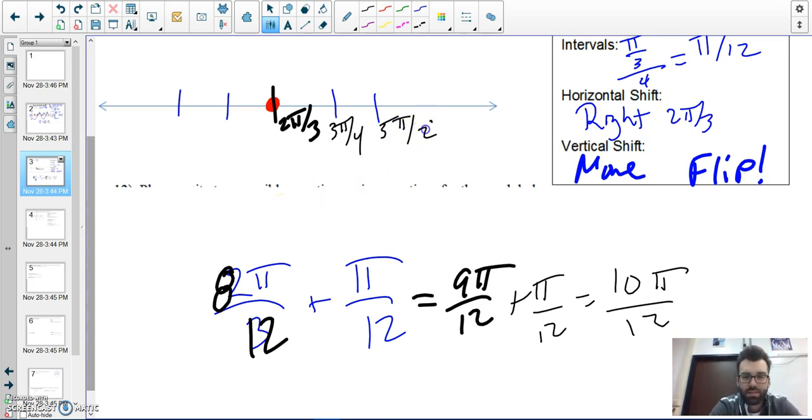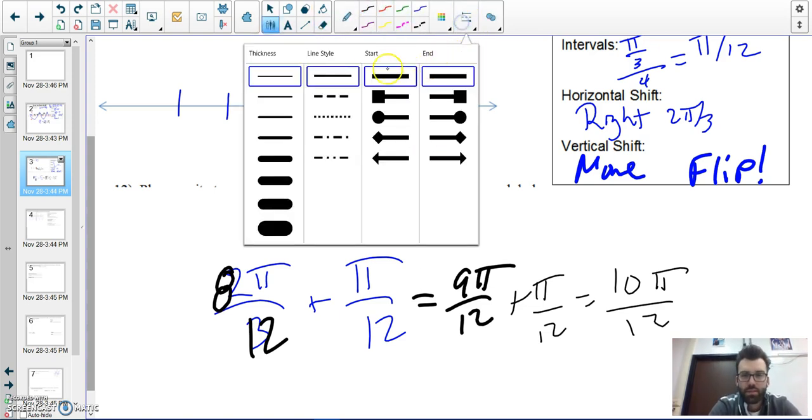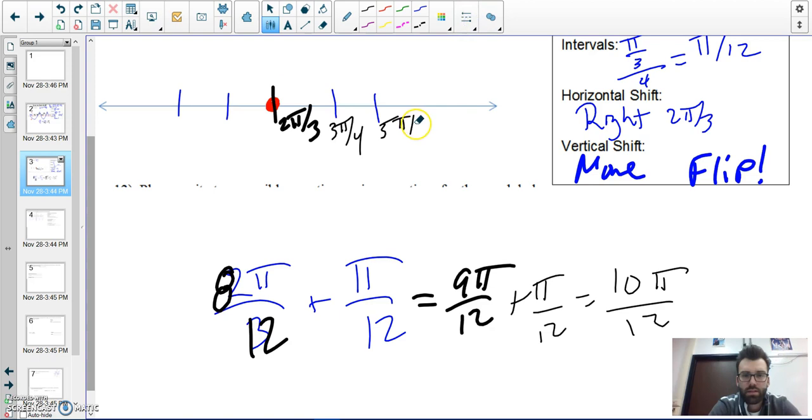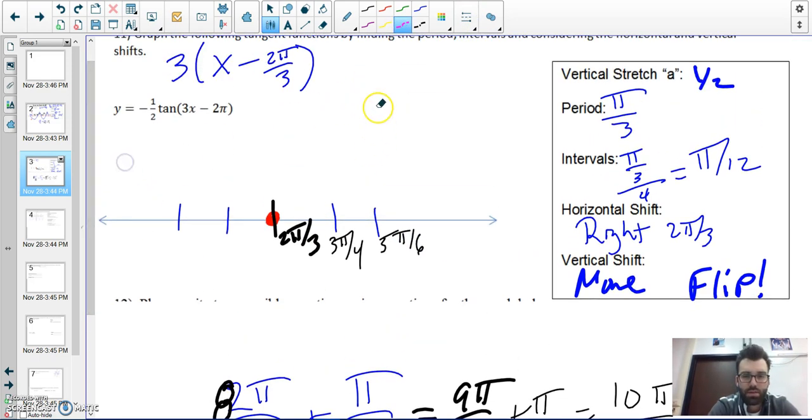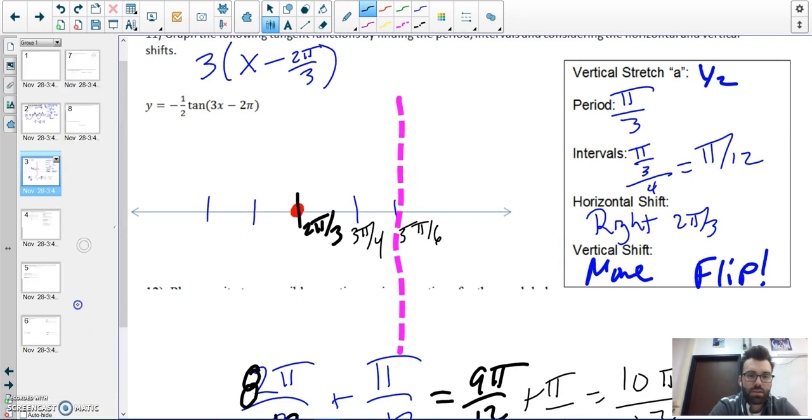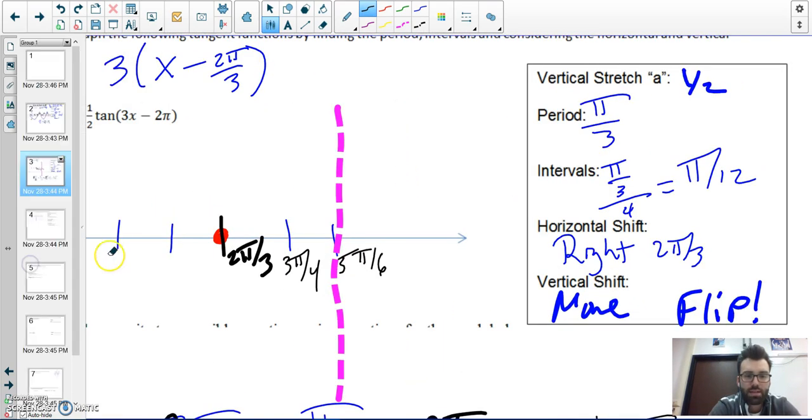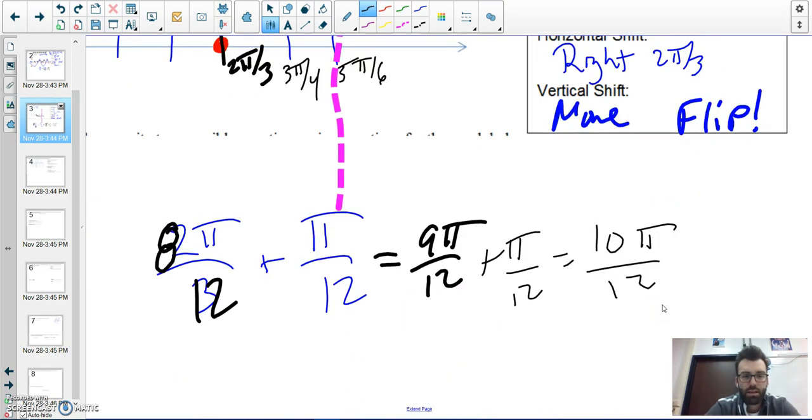Reduce that to 5 pi over 6. I'm sorry, why did I say 2? 6. Now, that's one of my vertical asymptotes because I went 2 units to the right of my horizontal shift. Now I have to go 2 units to the left. So I'm going to subtract pi over 12 from 8 pi over 12.